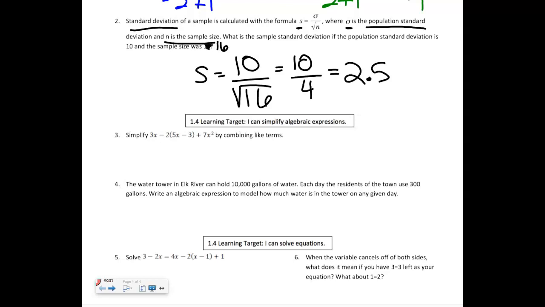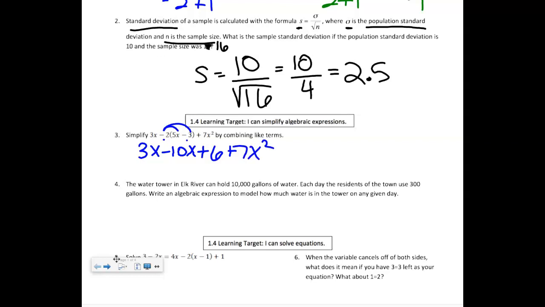So the first thing I see is I have a parentheses, so I'm going to distribute the -2 to everything. So what I have now is 3x minus 10x, and then notice this, I have a negative times a negative, so it is going to turn into +6. So be very careful about your negatives there. I'm just bringing down that 7x squared.